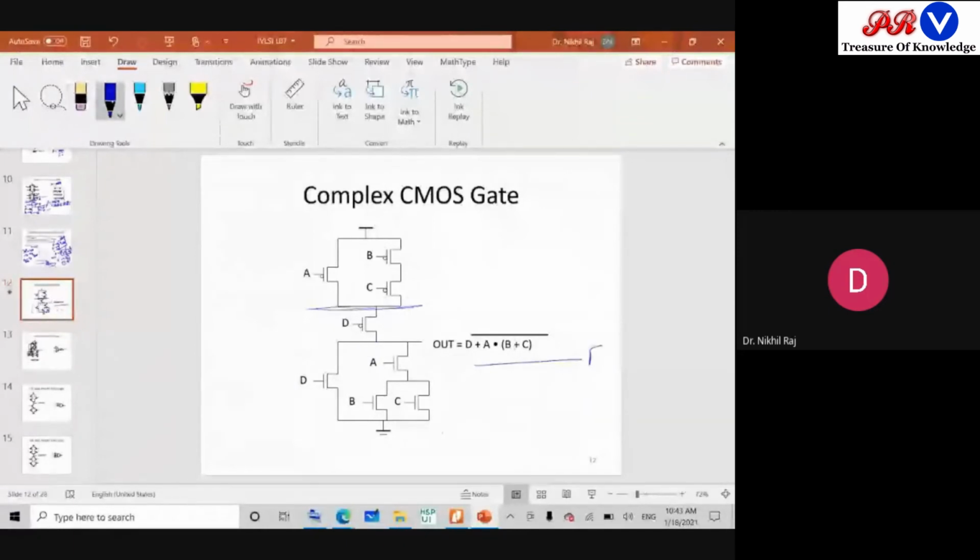F complement, that it will be T. This will be your B. This will be your C. This will be your A. This is ground. So this is also correct as a logical verification. But if we go for the analysis point of view, then this will give me more high performance compared to this one.